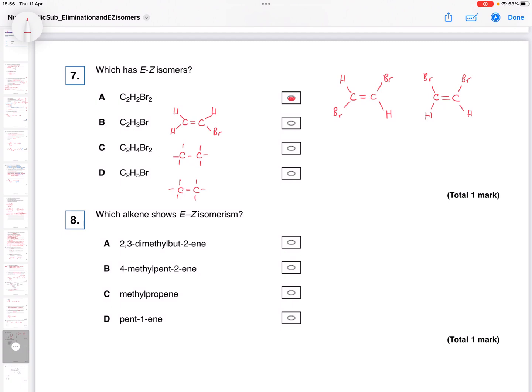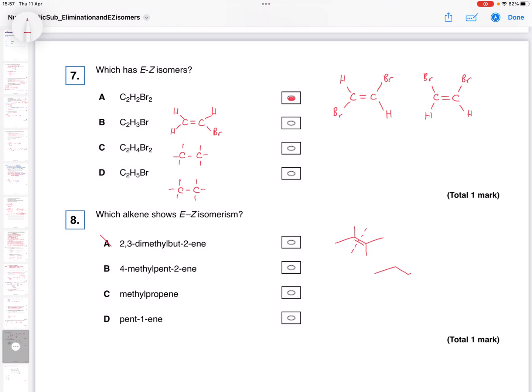8. Which alkene shows EZ isomerism? So again, it's just a case of drawing them out. We've got 2,3-dimethyl-but-2-ene. So let's draw it out to begin with. But-2-ene. We've got 2,3-dimethyl. So immediately we can see that they've got the same thing on both sides. So that one can't have EZ.